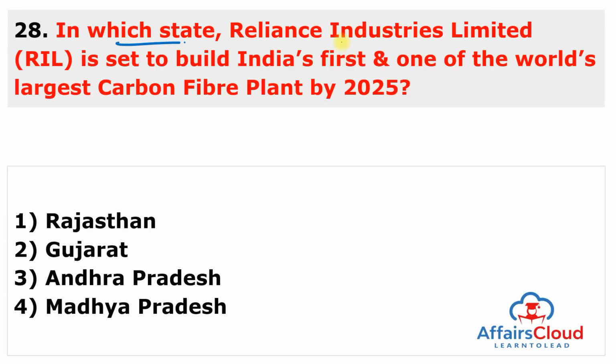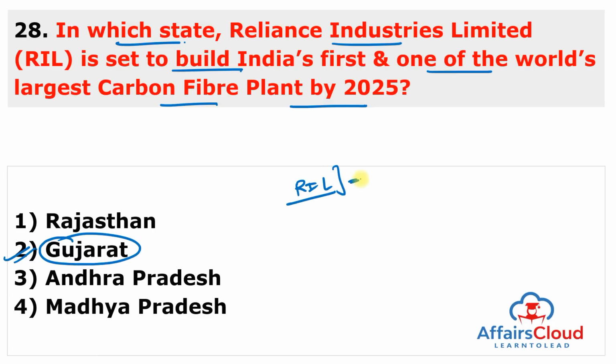In which state is Reliance Industries Limited set to build India's first and one of the world's largest carbon fiber plants by the year of 2025? And this is the state of Gujarat. So the answer of this question is second. So Mukesh Ambani, who is the chairman of the Reliance Industries, has announced plans to build India's first and one of the world's largest carbon fiber plants in Hazira in Gujarat.